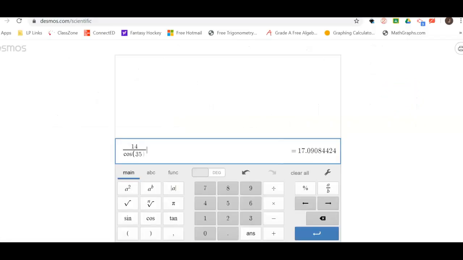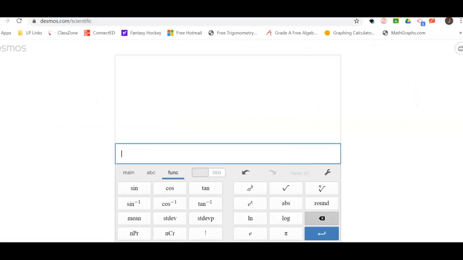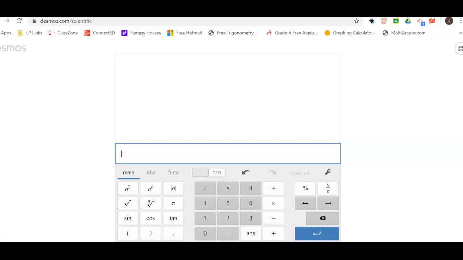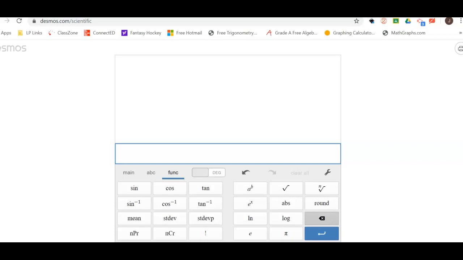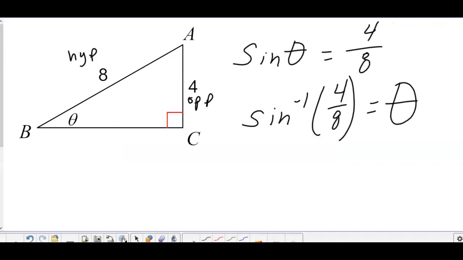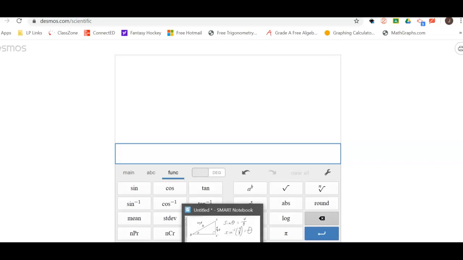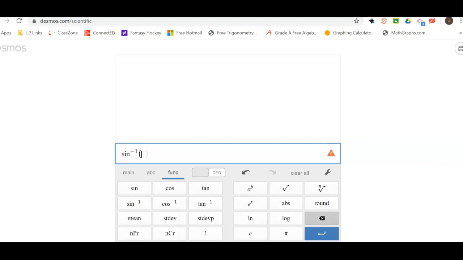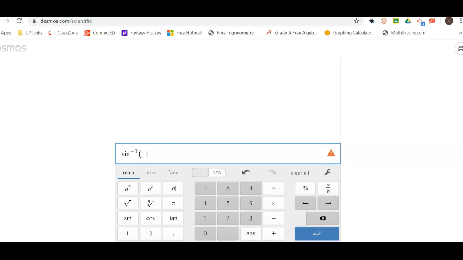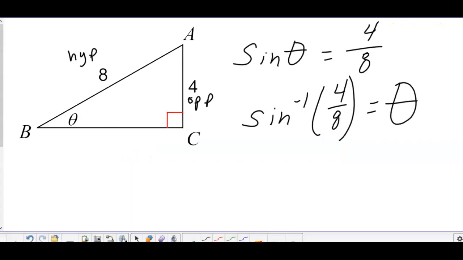Okay, if you're going to use this calculator here, you're going to have to go to function. And as you can see, there are my inverse trig functions. The main calculator is going to have sine, cosine, tangent. And then when you go to function, you have sine inverse, cosine inverse, tangent inverse. These are the ones you need when you're looking for a missing angle. So sine inverse of 4/8. Sine inverse, it's going to open parentheses for you, which is good. And then you want to go back to the main calculator to get your numbers. 4/8, 30. So theta is 30 degrees.